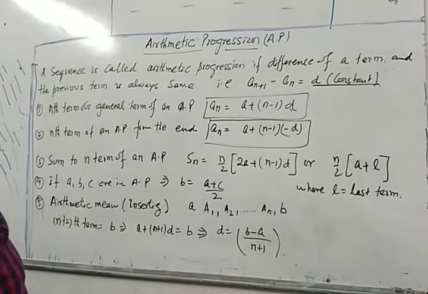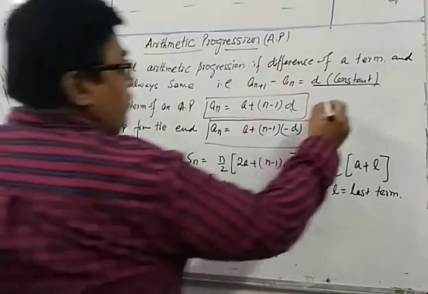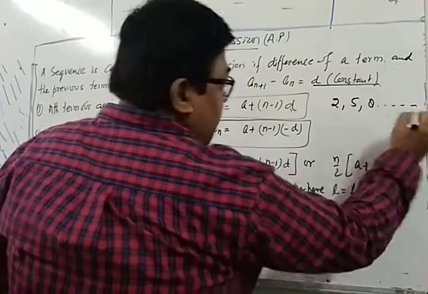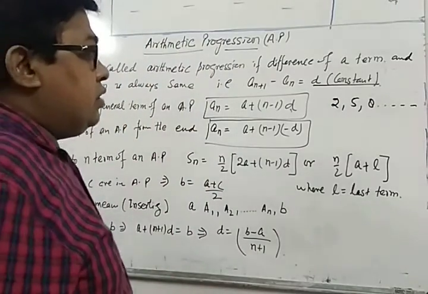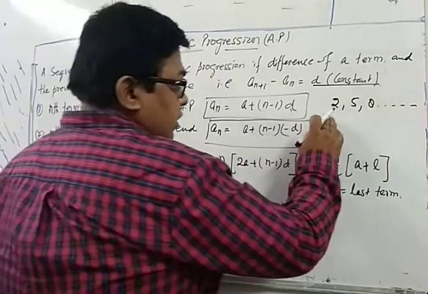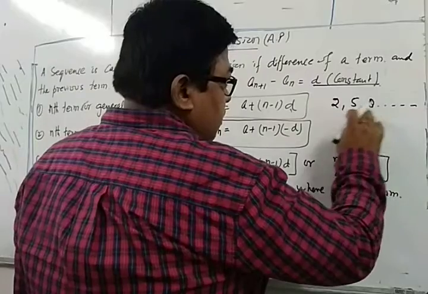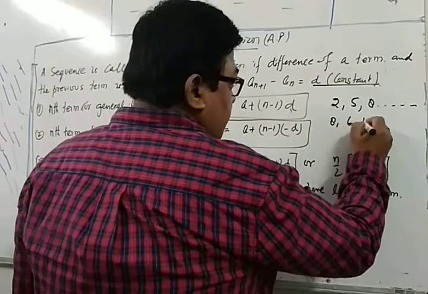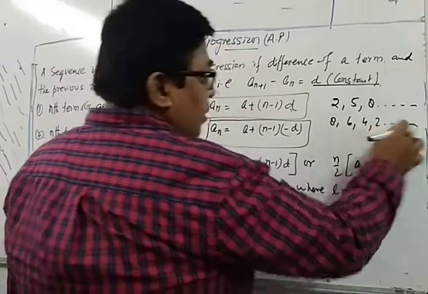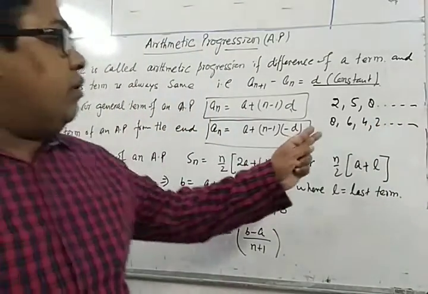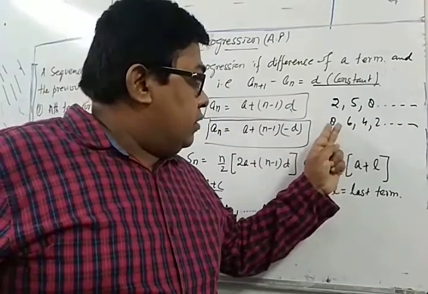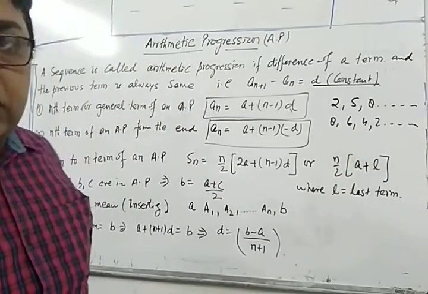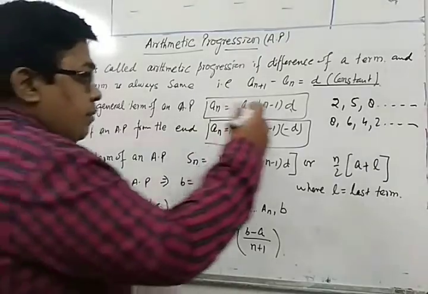For example, 2, 5, 8. You can see the difference is 3, and this sequence is increasing by 3, 3, 3, 3. And similarly 8, 6, 4, 2, and so on. Here you can see it is decreasing, and decreasing constantly by 2. So this type of sequence is known as arithmetic progression.